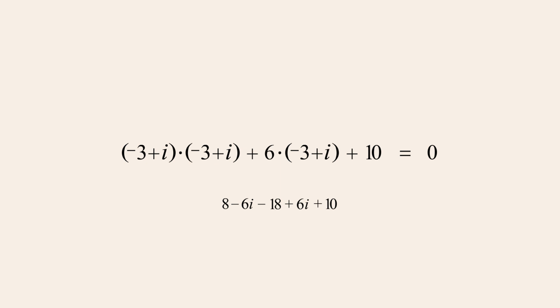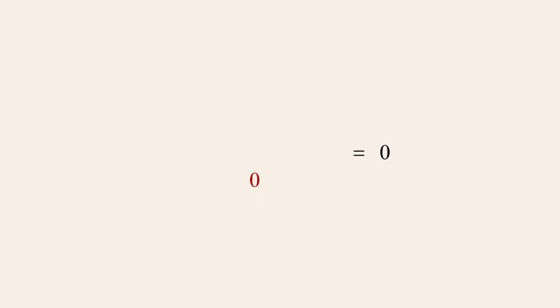Adding the real terms, 8 minus 18 is negative 10, plus positive 10 is 0. And adding the imaginary terms, negative 6i plus 6i is also 0. So substituting the first solution, negative 3 plus i for z, causes this quadratic function to produce an output value of 0, causing the quadratic equation to produce the true statement 0 equals 0.